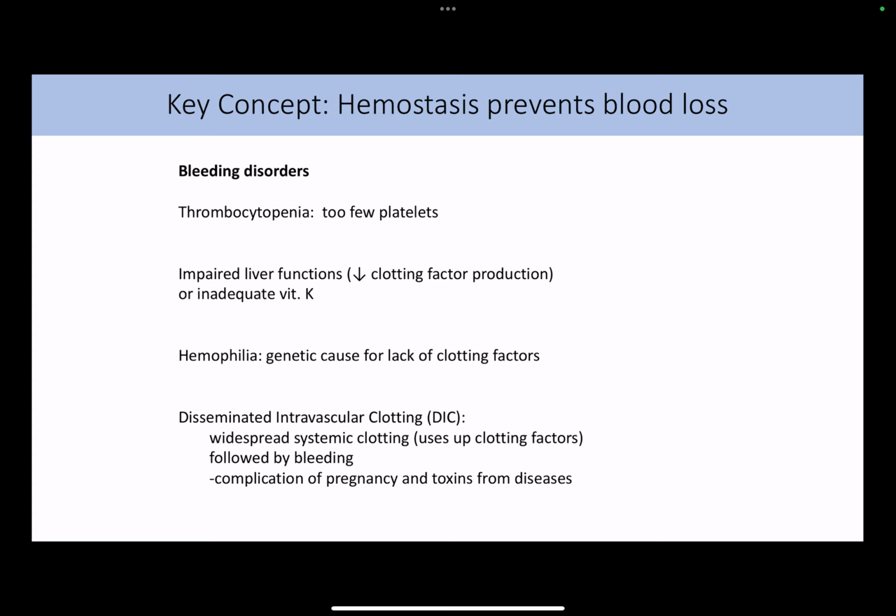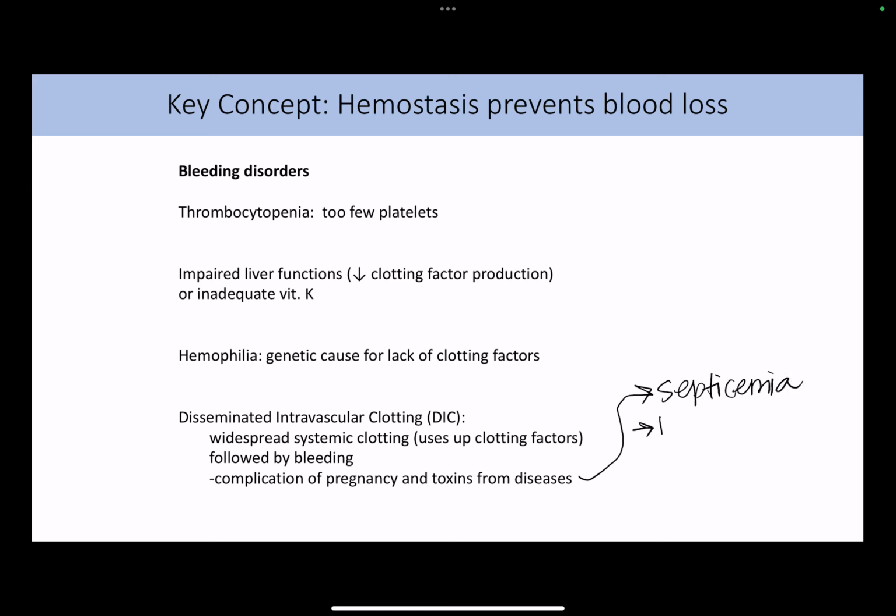Disseminated intravascular clotting, or DIC. This is widespread systemic clotting, which uses up all the clotting factors, and then it's followed by bleeding. Okay? This can be a complication of pregnancy or toxins from diseases. Also, if you were to get a large infection that led to septicemia, that can also cause DIC.